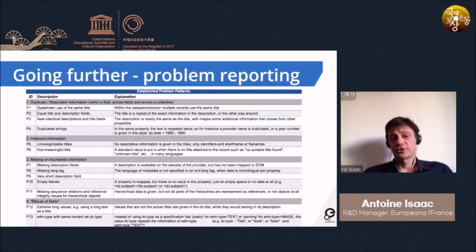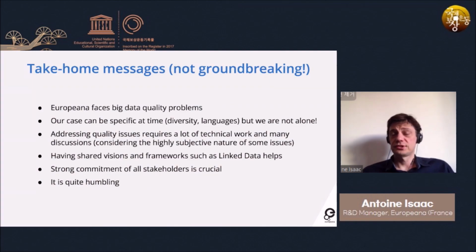This is an example of some of the problems that we have identified. For example, the first one is the use of the same title across a collection. It could be that a collection comes to us with some good titles, but they would be repeated. For example, there would be a collection with many vases, and each vase has one title, which is "vase", and that can be a problem, because then there's no way to distinguish one vase from the other, and we want to be able to report on things like this. So this is still work in progress.